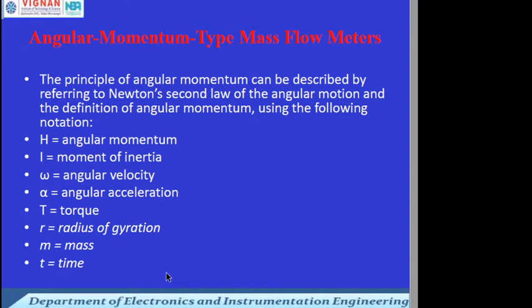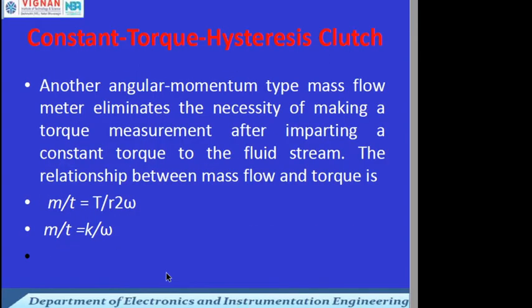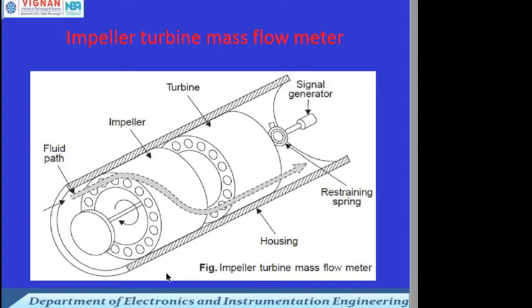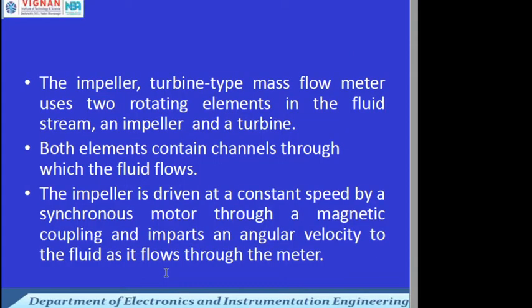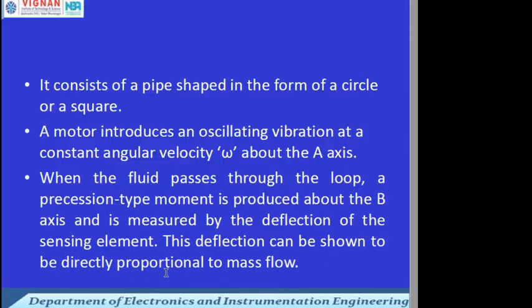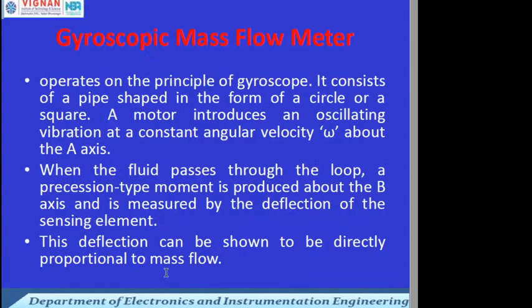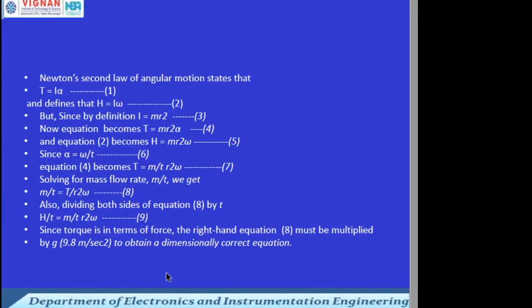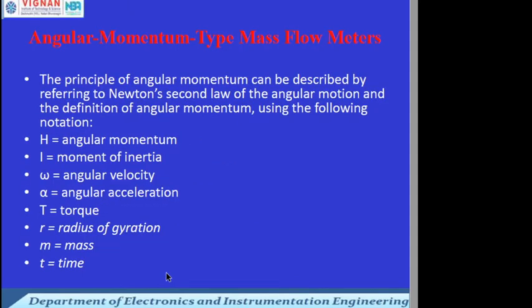These mass flow meters are classified into different types: angular momentum type mass flow meter, constant torque type flow meter, impeller type mass flow meter, Coriolis type mass flow meter, gyroscopic mass flow meter, and thermal mass flow meter. Now let us see the functioning of these mass flow meters. One by one we are going to discuss. First of all, we will see the angular momentum type of mass flow meter.